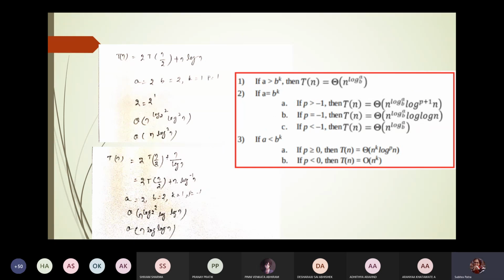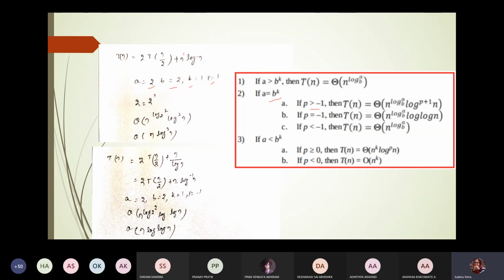So here our T(n) is 2T(n/2) plus n log n. Here a equals 2, b equals 2, k is 1 for n raised to k, and log n raised to p, so here p equals 1. This one is following the second case, right? 2 equals 2 to the power 1, that is, a equals b to the power k. So it's following the second case, and we need to check now the value of p. Here p equals 1, so it's greater than minus 1. It should be the first sub-case, right?